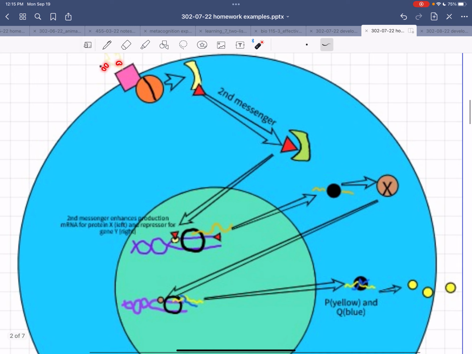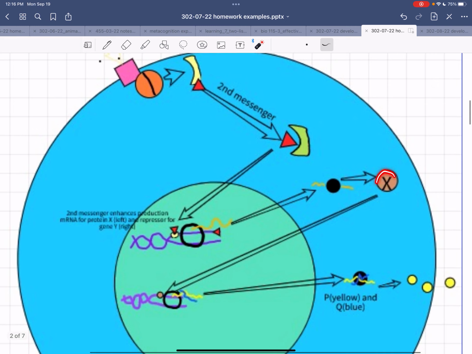Here's another example. Here's our external signal, G protein coupled receptor. Good to have more labels on here. Here's the second messenger being produced, binding to a transcription factor or activating phosphorylation of a transcription factor. Here it is, binding to gene X. We know it's gene X because here's the messenger RNA coming out, going through a ribosome. Here's gene X. Here's protein X from gene X. And it would be repressing for gene Y, which I don't think is shown here. Then gene X into the nucleus, binding for the yellow and the blue. Yellow is P, blue is Q here.